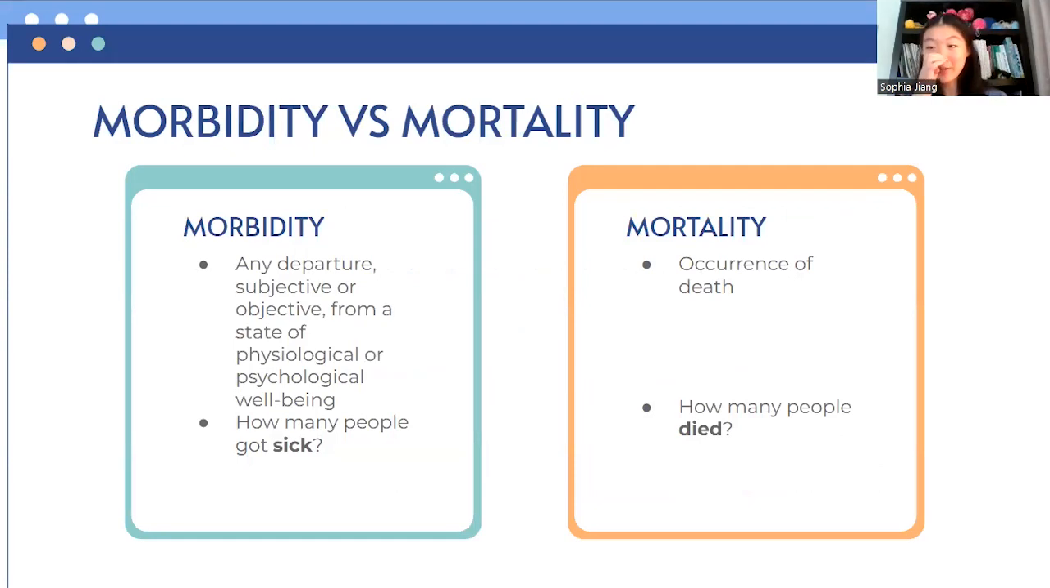But first, before we go on, I'm going to talk about the difference between morbidity and mortality, because they are very similar words, but they do have their differences. And it's good to keep them separate when you're thinking about these terms. Morbidity is defined as any departure, subjective or objective, from a state of physiological or psychological well-being. To sum it up, how many people get sick? If you're looking at a morbidity report, you're asking how many people got the disease. Mortality, on the other hand, is the occurrence of death. So in this case, it would be how many people died.